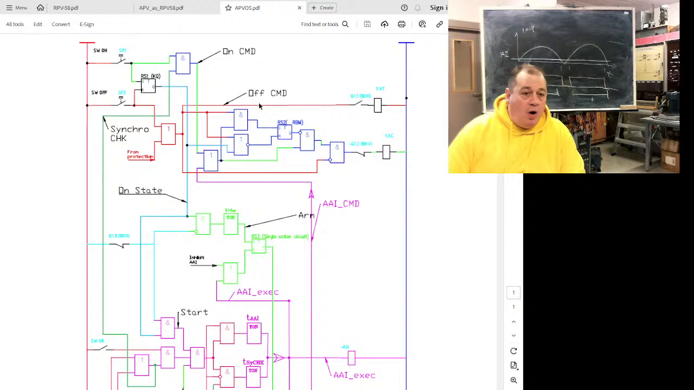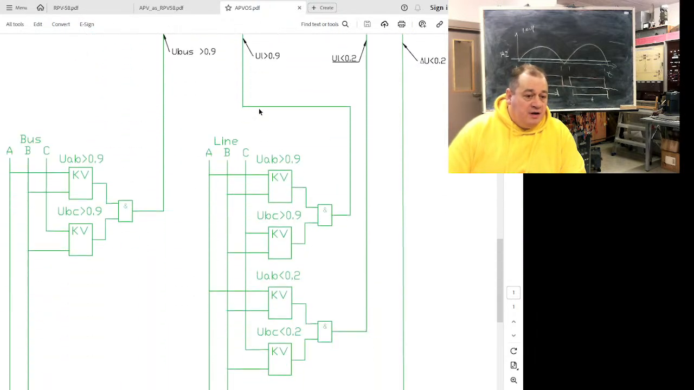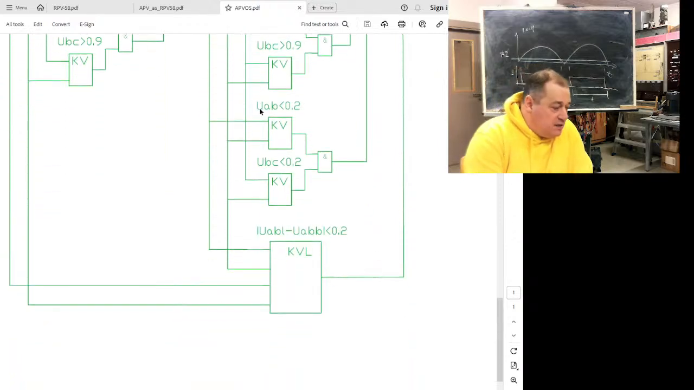This one is a more advanced synchro check. Actually, it was cutting edge in the 70s. This version isn't ideal.